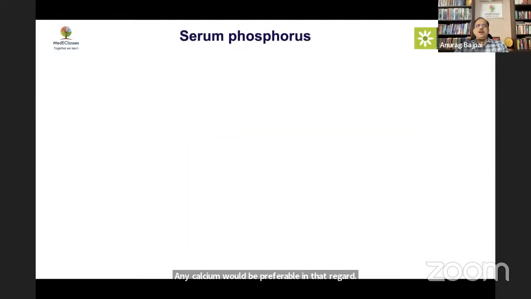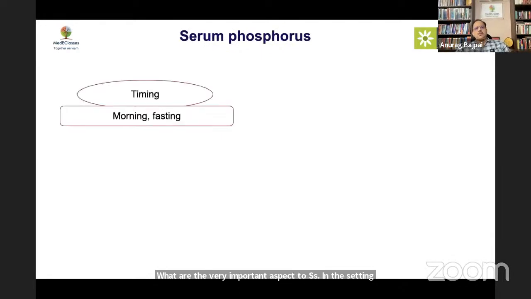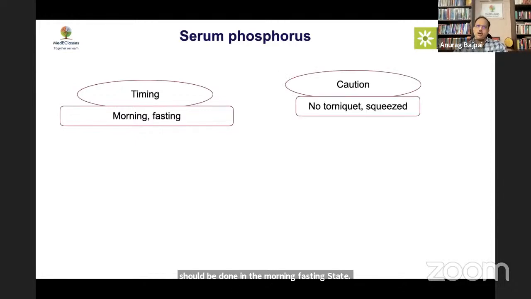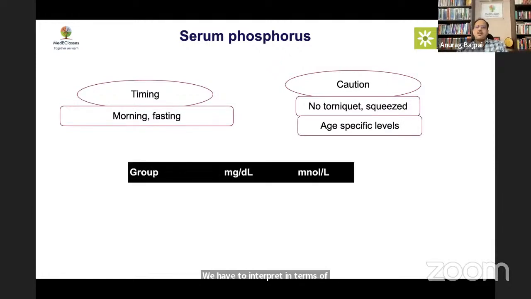One of the very important aspects to assess in the setting of calcium deficiency is also serum phosphorus, which should be done in the morning fasting state. The caution, of course, is that you should not use a tourniquet or a squeeze sample, because this is basically an intracellular ion and you may cause a rise in these levels. We have to interpret in terms of age-specific levels, which becomes very, very important.